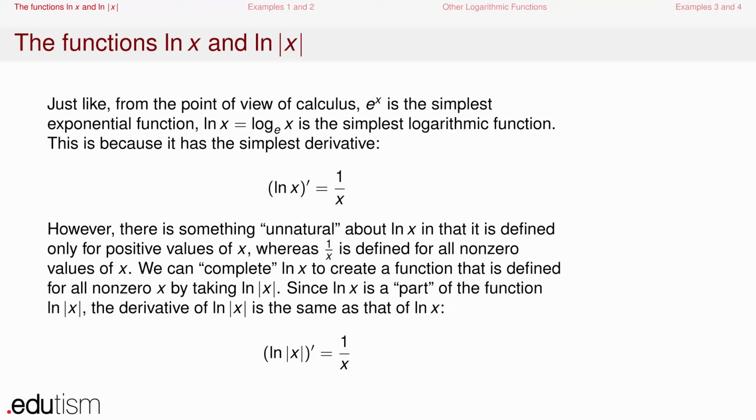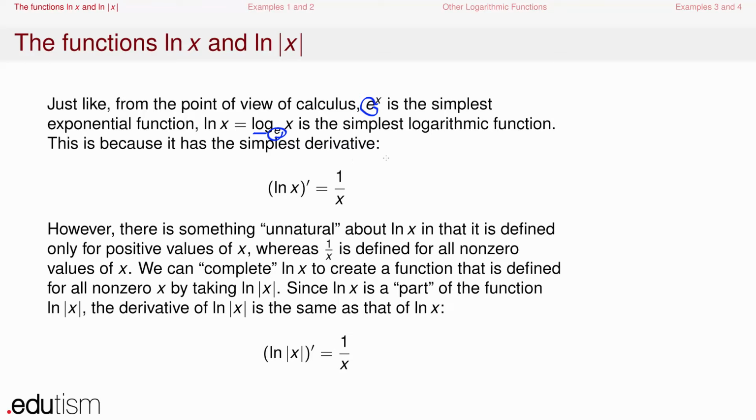In this lesson, we're going to learn to take the derivatives of logarithmic functions. Just like e to the x is the simplest exponential function from the point of view of calculus, there is a simplest logarithmic function from the point of view of calculus. It is the natural logarithm, ln of x. It can also be written as log base e of x. This e here is the same e as is in e to the x. It's the simplest logarithmic function because it has the simplest derivative. The derivative of ln x is just 1 over x.